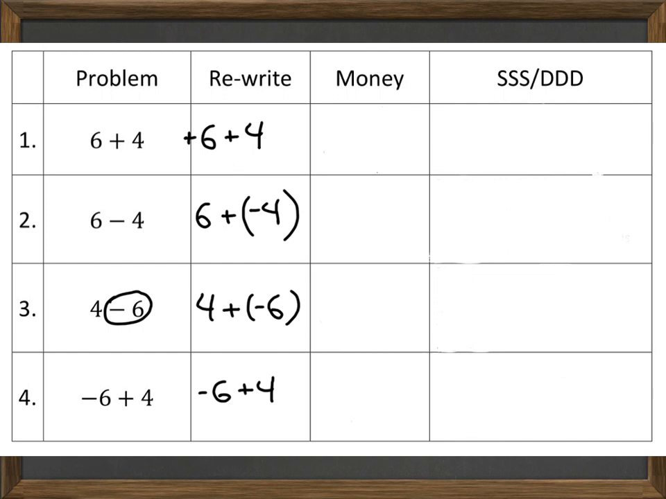So when I say rewrite, again, this is just a tool, okay? And as you can see from this chart, we're going to have 3 tools. So you can rewrite things if that helps you. We're also going to learn how to think about adding and subtracting signed numbers in terms of money. And we're also going to learn what's called the SSSDDD method. And of course, I haven't taught it to you yet, so it's not going to make sense yet. Okay, so as you can see, this is 1, 2, 3, 4.